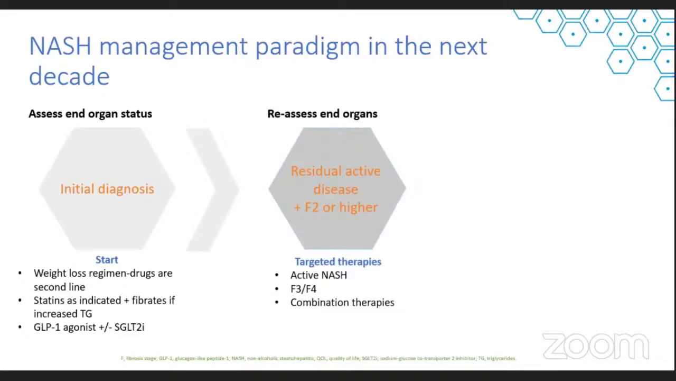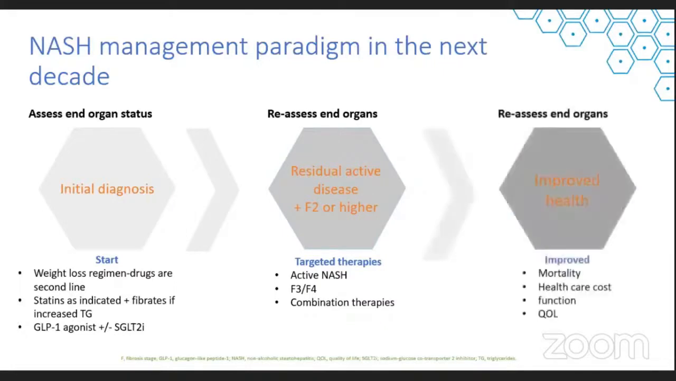Why do I say this? This is because holistically speaking, the GLP-1s and the SGLT2s already have multiple benefits on various end organs in this population. And if you can use one drug to treat multiple end organs, that's always better than using multiple drugs to treat a single end organ.